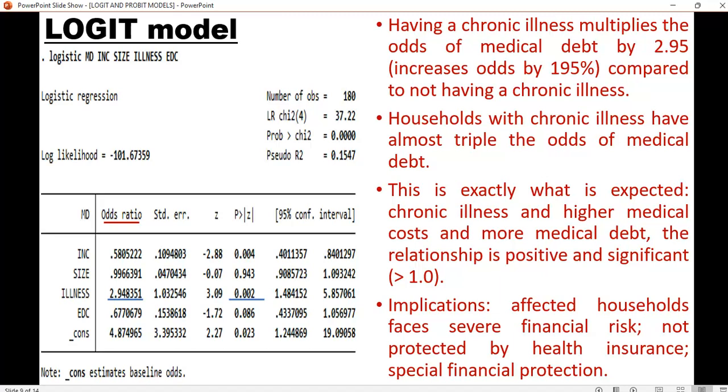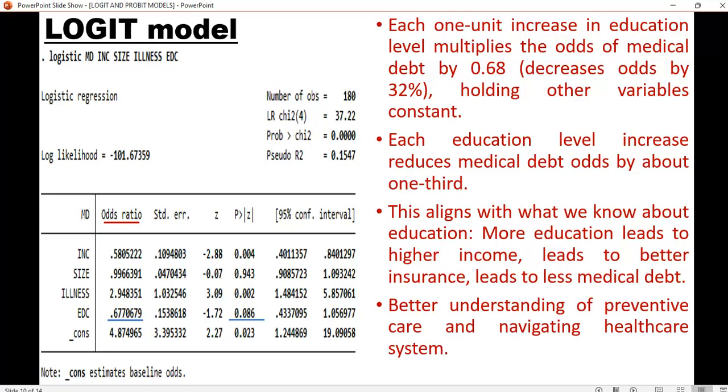Then what about education? For education, the probability value is 0.086, and though it's over the 5% level of significance, it's less than the 10% level of significance. And the odds ratio is 0.67. So let's see possible interpretations of that. Each 1 unit increase in education level multiplies the odds of medical debt by 0.68. In other words, it decreases the odds by 32%, holding other variables constant. Each education level increase reduces medical debt odds by about 1/3.